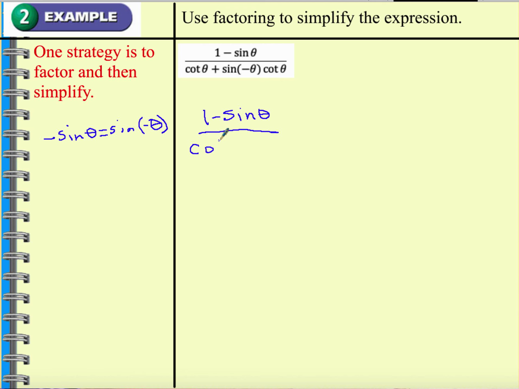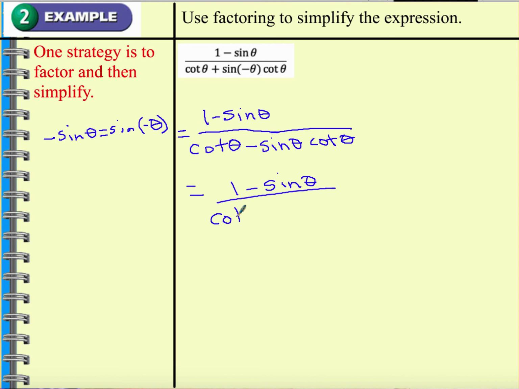So I have the cotangent of theta, and then since the sine of negative theta is really negative sine theta, this plus sign is going to turn into a minus sign, and I have sine of theta times cotangent theta. Looks like I need to extend my division bar. There we go. So now I'm going to do the factoring in the denominator. My numerator stays 1 minus the sine of theta. However, in my denominator, both terms have a cotangent, so I'm going to factor out the cotangent theta.